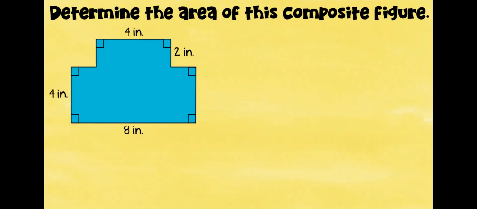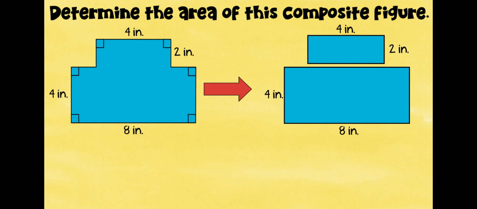So we have our rectangle like we did on the last slide. And so what we need to do is chop that top part off. And they gave us the measurements. For this smaller rectangle, it was 4 inches and 2 inches, just like they had labeled over here. And for this bottom part, they said it was 4 inches and 8 inches, 4 and 8.